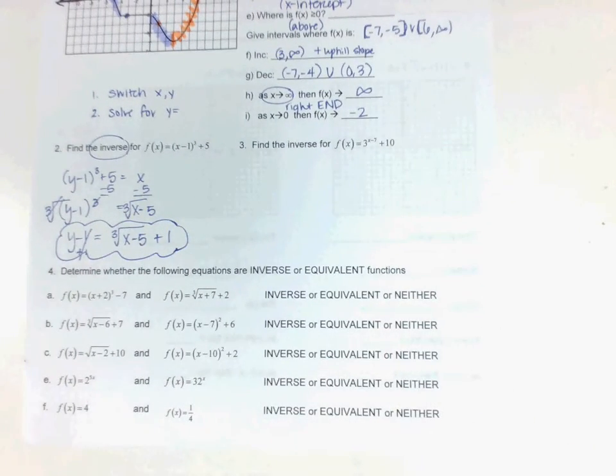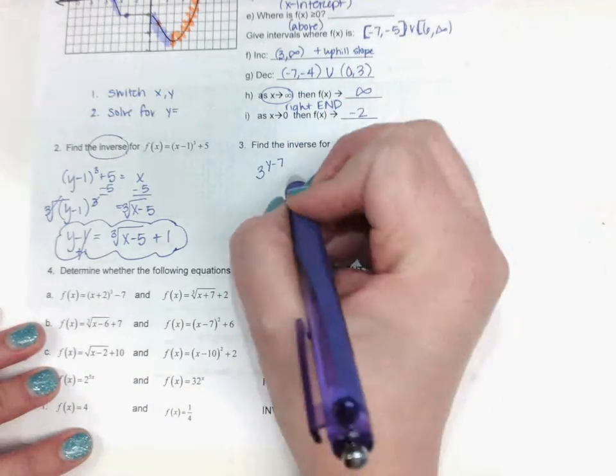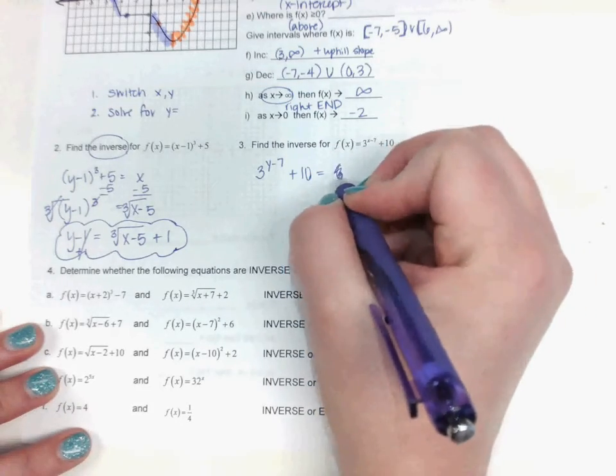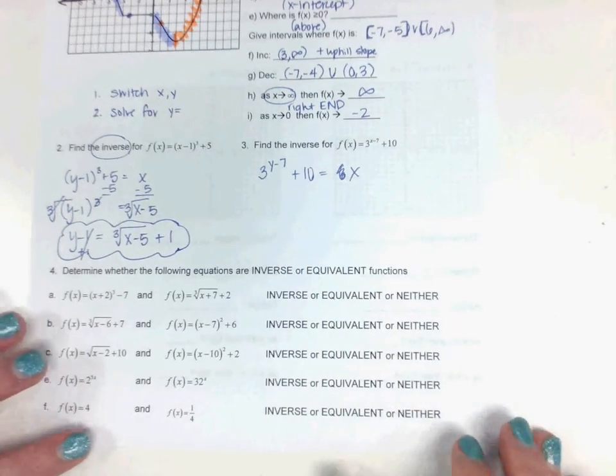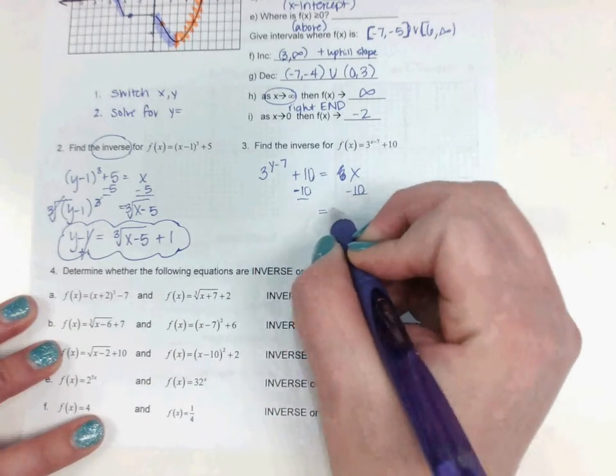Okay, let's do number 3. Okay, what do I do first? Take the x and y, flip-flop them. So instead of an x minus 7 up top, now it's 3 to the y minus 7 plus 10 equals, oops, equals x. What do I do first? Minus the 10. So I have an x minus 10.